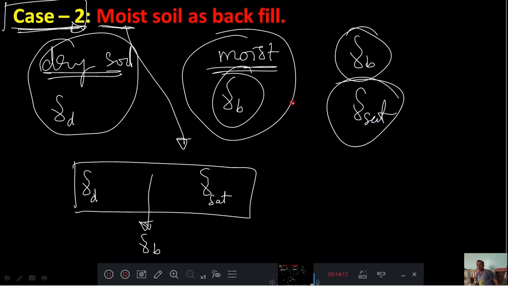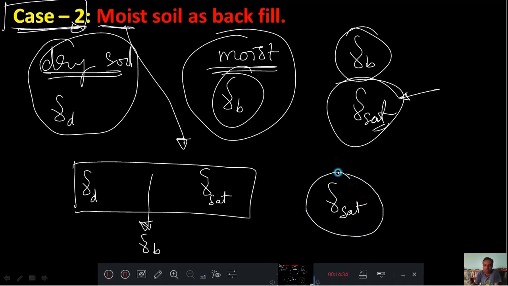But don't think that a saturated soil means a water table is there. No, without a water table also we can have a saturated density. Therefore, don't think that whenever a gamma sat is given, a water table is there. Many students make a mistake here. Whenever a gamma sat is given, they assume that there is a water table. That's why they start taking gamma dash and go ahead. No, don't think like that. Gamma sat is also a bulk density, that is also moist soil.